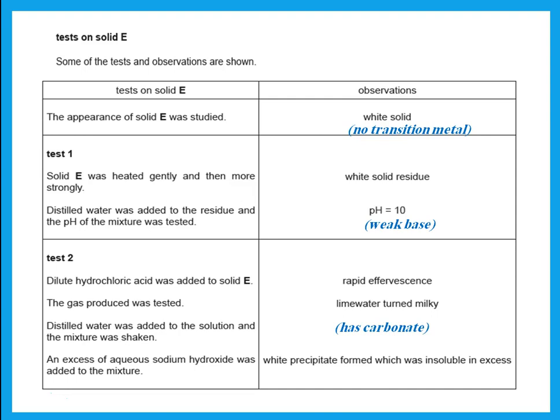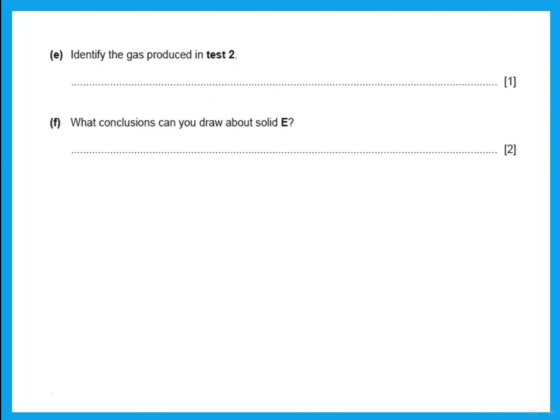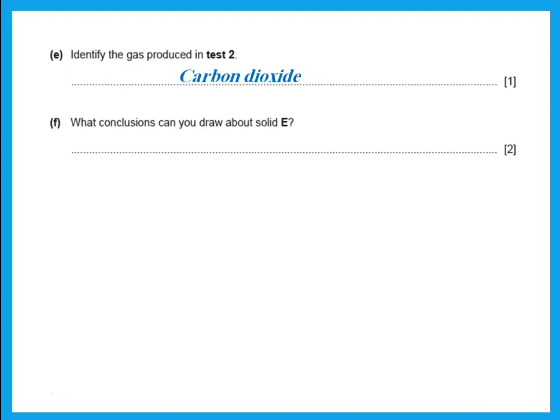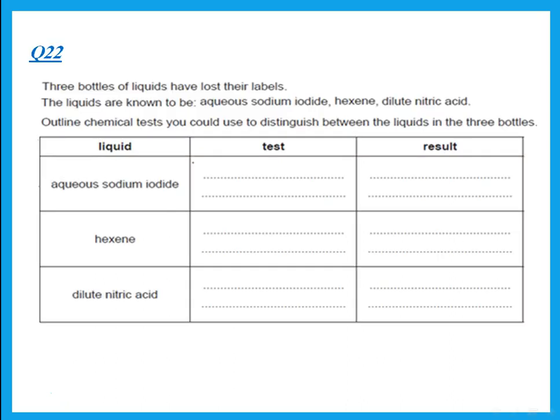He said distilled water was added to the solution, excess sodium hydroxide was added, and he found white precipitate insoluble in excess. Now, when I add sodium hydroxide, which one gives white precipitate insoluble in excess? That is calcium ion. So identify the gas produced in test 2. Test 2 was the one where he was testing for carbon dioxide gas. What conclusions can you draw about solid E? We said we found that it has calcium and it has carbonate. That means it is calcium carbonate.